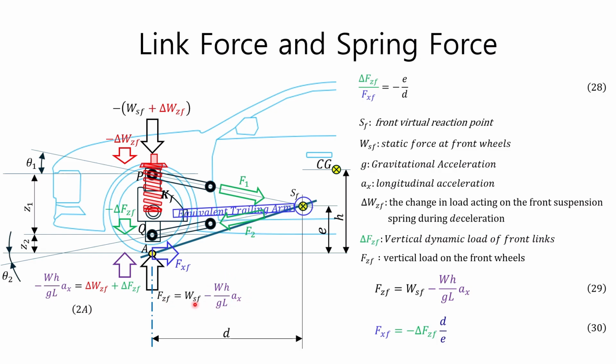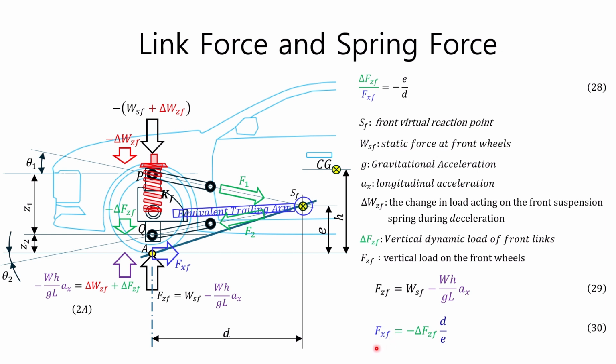In a front suspension, with the braking wheels, the ground reaction force, which increases due to the amount of vertical dynamic load transferred, can be expressed as equation 2a, as the sum of the force compressing the spring, delta WZF, and the force compressing the links, delta FZF. Meanwhile, the braking force, FXF, can be expressed as equation 30 using the force on the links, delta FZF, derived from equation 28. Remember that FXF is negative in braking.